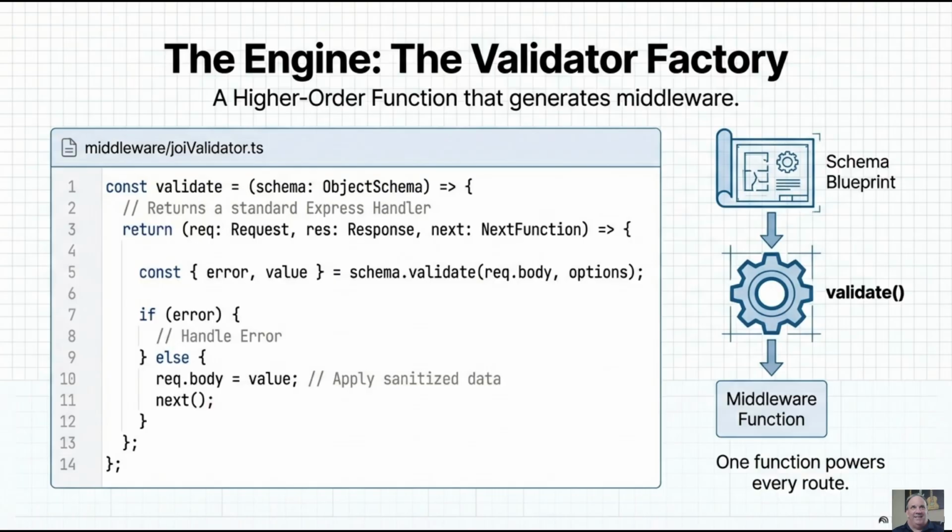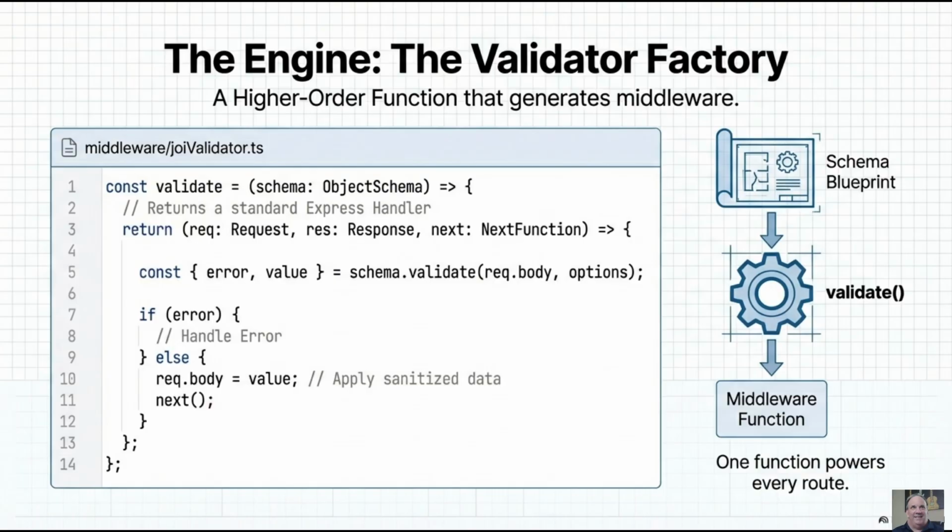Line 5 is where the work happens, the schema.validate. With the request body and the options, we pass in the request body and our configuration options, and Joi gives us back two things: an error object if validation failed, and a value object containing the validated sanitized data. Lines 7 through 8, if there's an error, we handle it, return a 400 response.